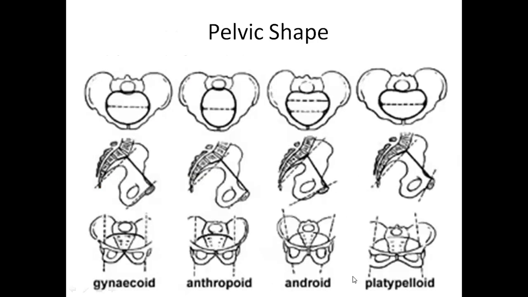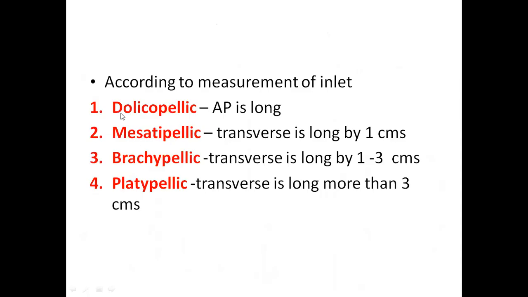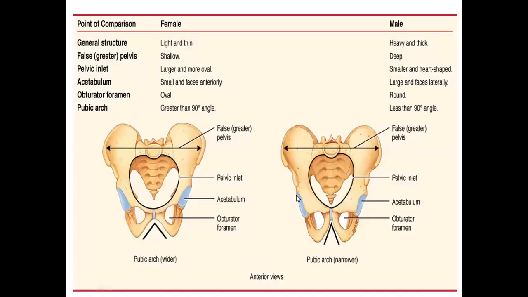So these are the various types of pelvis. Gynecoid is the typical female, android is typical male, anthropoid is apes and monkeys, platypelloid is flat pelvis. According to the measurement of the pelvic inlet, if the antero-posterior diameter is long, it is called dolichopelvic. Then mesatipelvic, where the transverse dimension is long by 1 centimeter. Brachypelvic, transverse is long by 1 to 3 centimeters. Platypelvic, transverse is long by more than 3 centimeters.